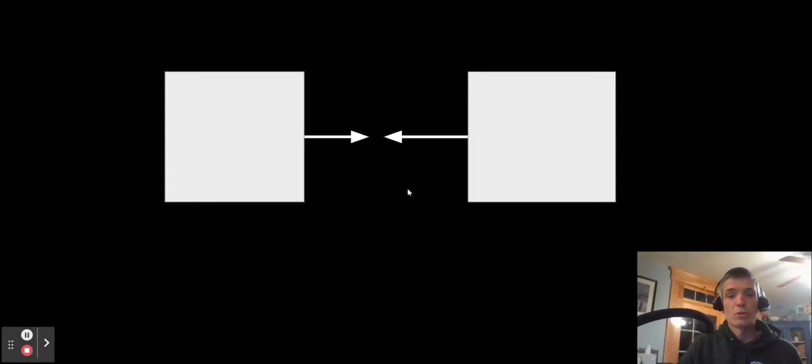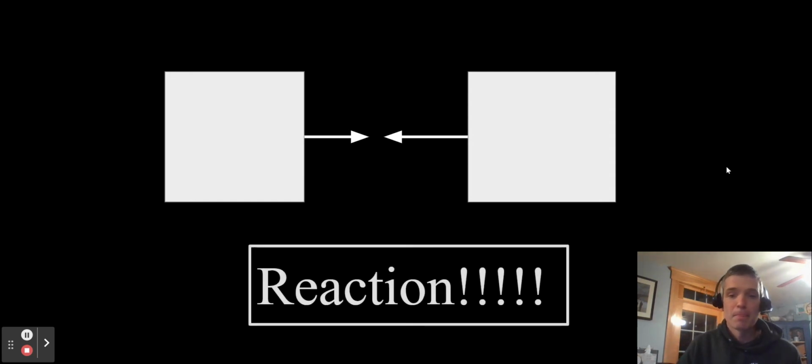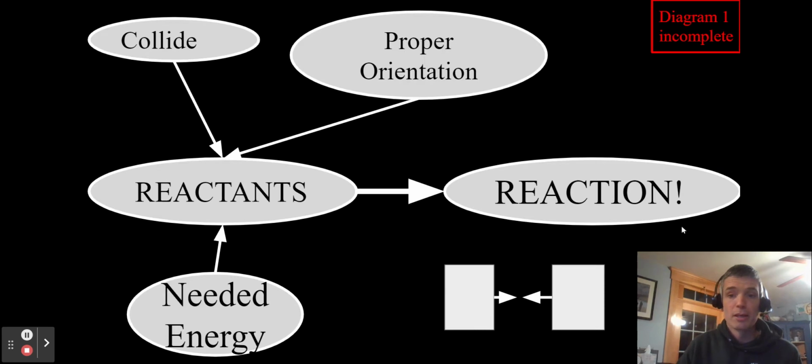So here, if you look at these two squares, they're going to hit with those three things. You can just tell by looking at them. But for the sake of argument, these two squares are going to collide. They're dead on. They're going to have enough energy to react, and they're going to be oriented correctly, like that. Therefore, you get a reaction. Now, once again, this isn't what goes here, but that's what it is there.